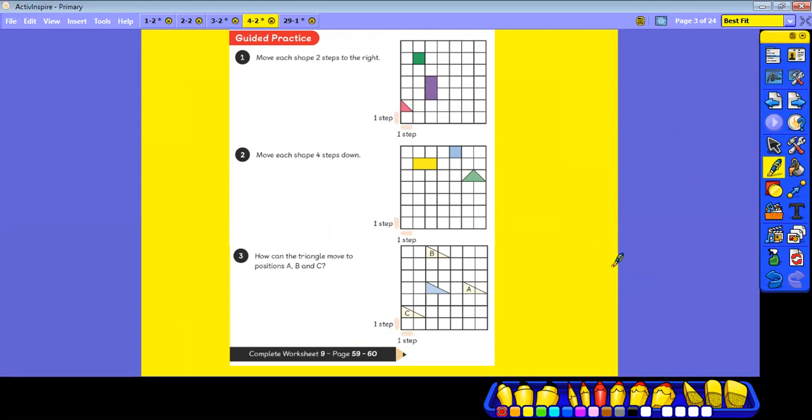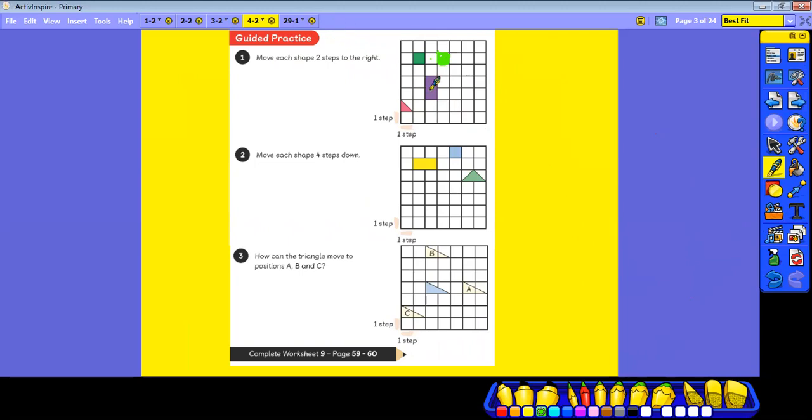So the guided practice is similar, but this time you're given some commands to follow with question 1. Move each shape 2 steps to the right. So you've got to move your shape 2 steps to the right. If you've got some coloured pencils, you might want to get them out for this. So we're moving 2 steps to the right. We've got a green square here. 1, 2, where we land is where we colour that square in. Oh gosh, I think I need some colouring in lessons, don't I?